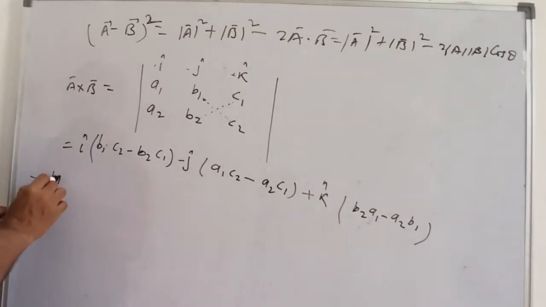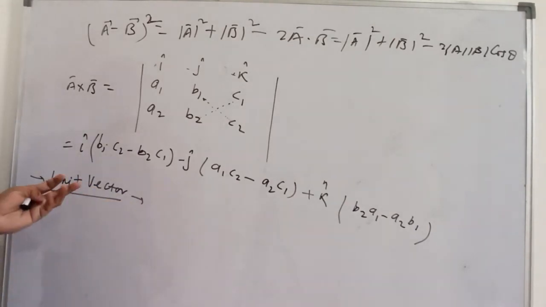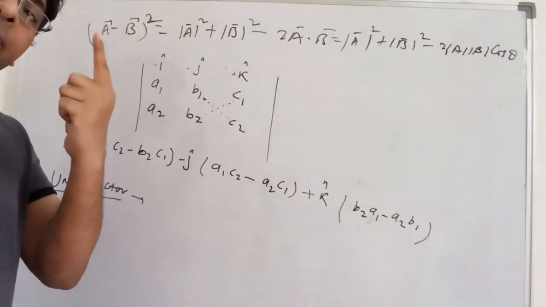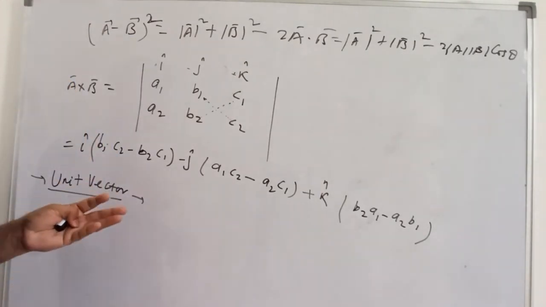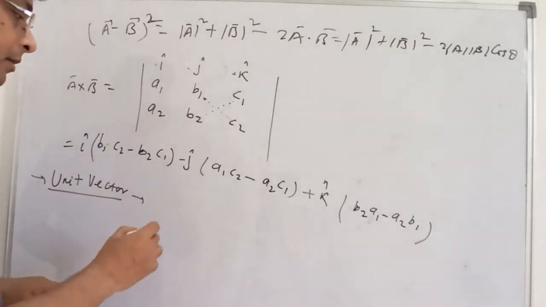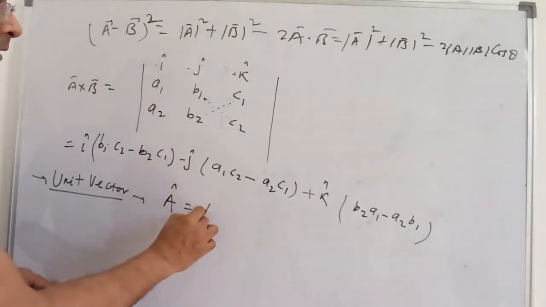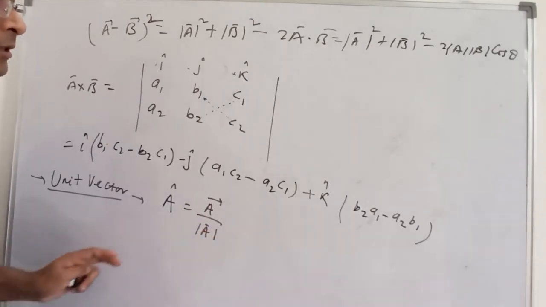Now next thing is unit vector. Its name is unit, that is, those vectors whose magnitude is 1 unit are called unit vectors. Suppose we are asked to find the unit vector of A vector. The unit vector is always denoted by cap. A cap is equal to A vector divided by its mod. This is the way to write.